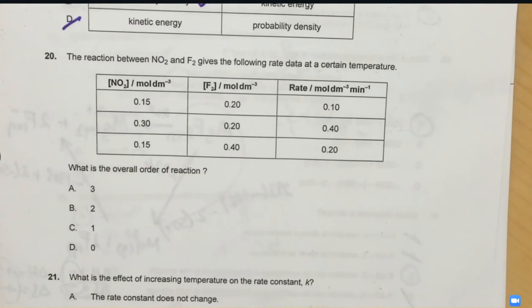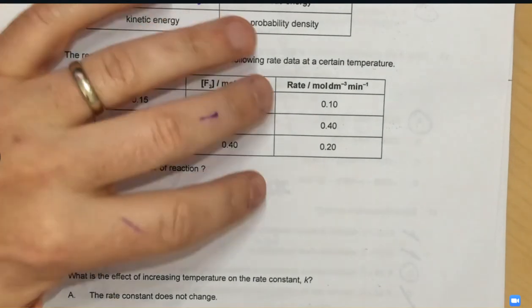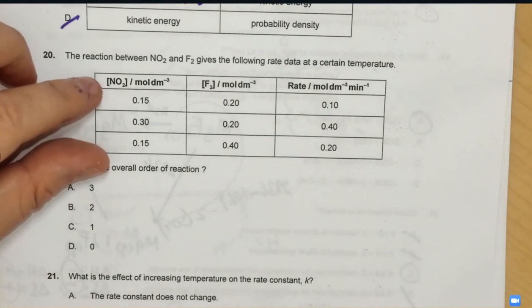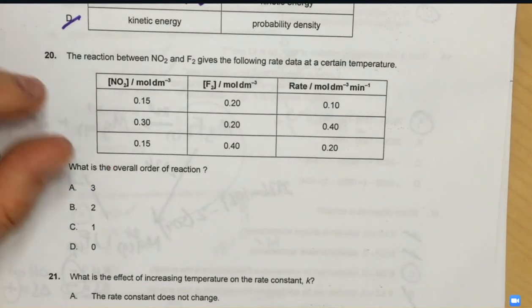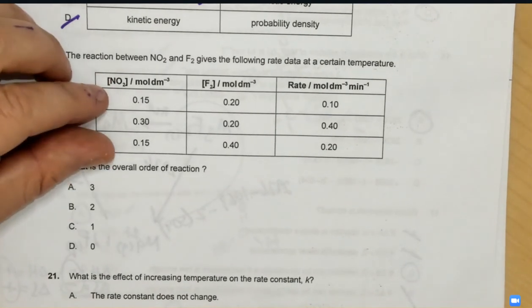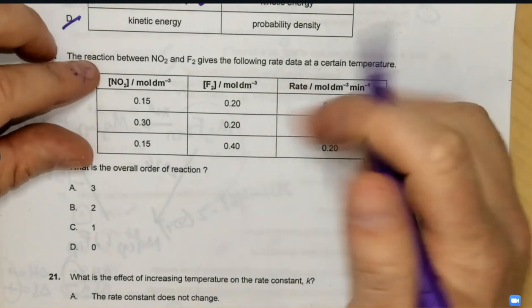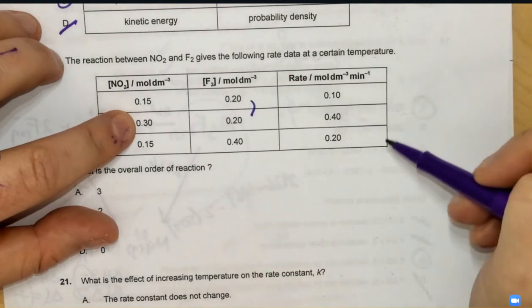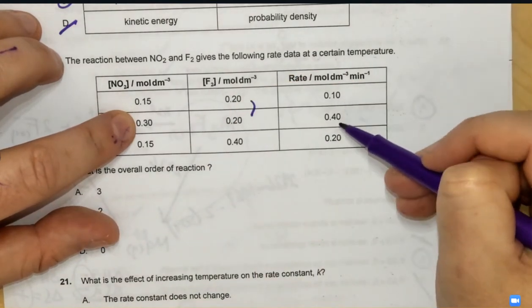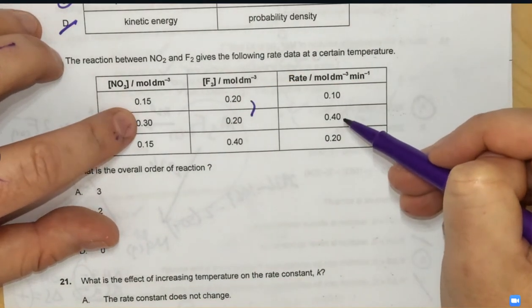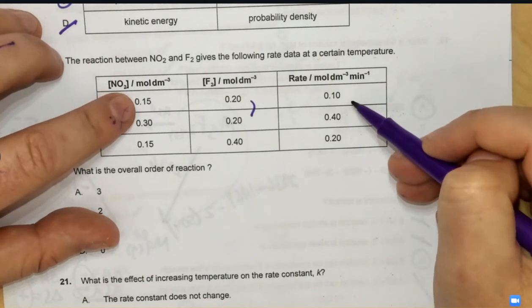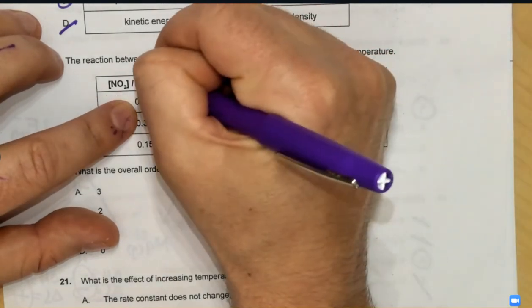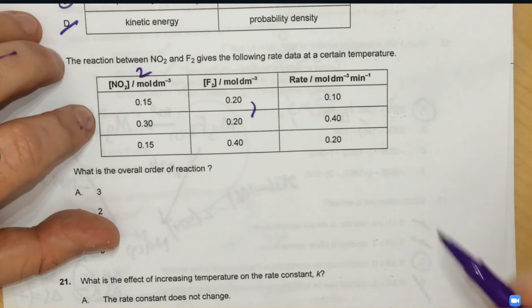The reaction between NO2 and F2 gives the following data. What is the overall order? So this is the initial rate method. I have to find two rows where the concentration remains the same for one, but changes for the other. So I'll start with NO2. So I see these first two rows, it stays constant. I double the concentration and I quadruple the rate. If doubling the concentration quadruples the rate, then it would be second order with respect to NO2.